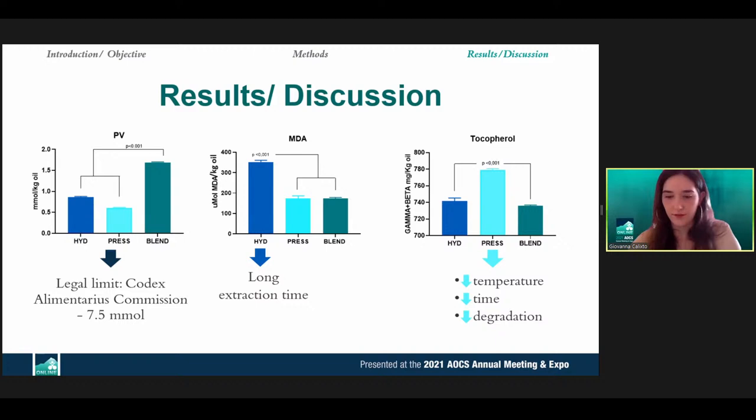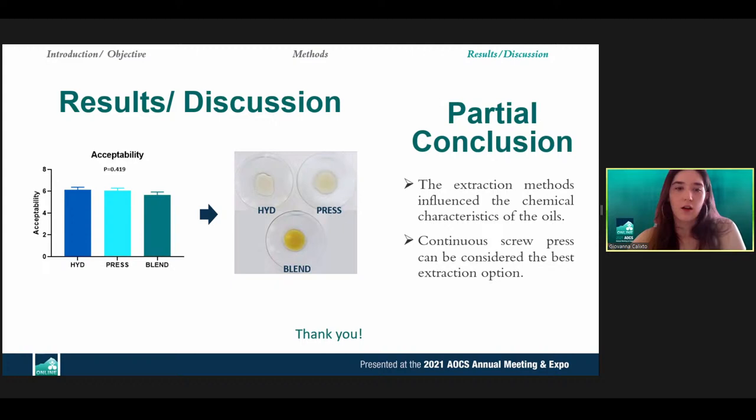The sensory characteristics were similar in all the samples. However, the acceptability was somewhat reduced, and it was pointed out that the greenish color of the oil, when compared to other oils, was a negative point in this acceptance. As a partial conclusion, we can see that the extraction methods can influence the chemical characteristics of the oils, but these changes were not enough to modify the acceptance between them.